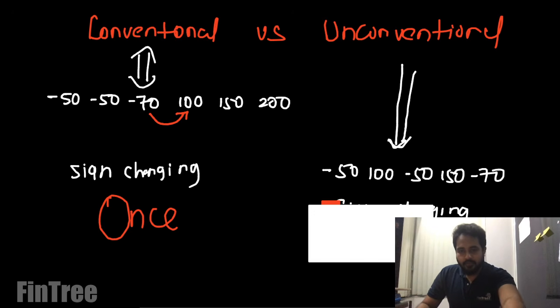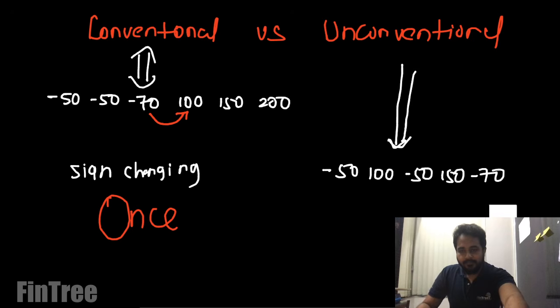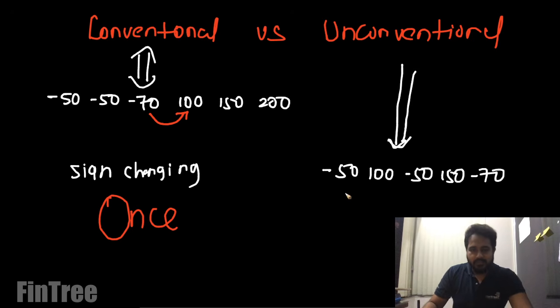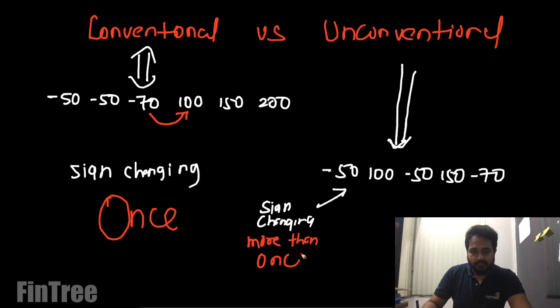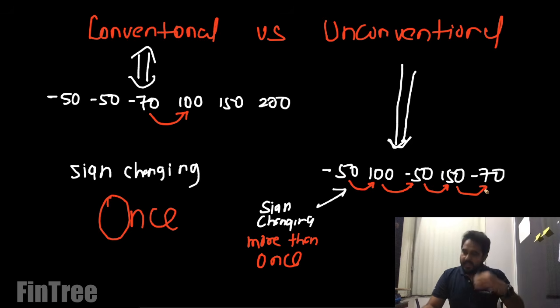again I'm writing at a wrong place, I'm sorry, it will take a little while to get used to it. If the sign is changing more than once, then it is an unconventional cash flow. How do we know it is unconventional? Observe, from negative to positive, then again positive to negative, then again negative to positive, again positive to negative. Even if it happens twice, it becomes unconventional.